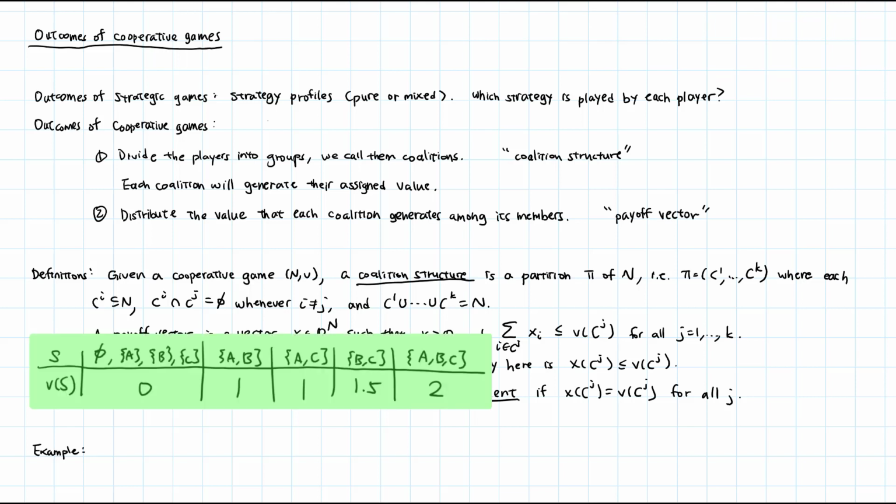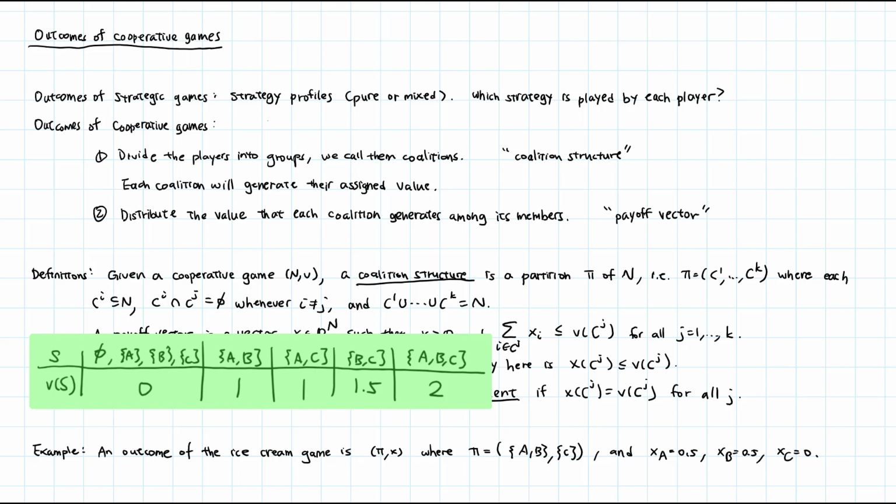For example, an outcome of the ice cream game is (pi, x), where pi consists of two coalitions, {A, B} and {C}, and for the payoff vector x, x_A is 0.5, x_B is 0.5, and x_C is 0. And this outcome is efficient. That is because the value generated by {A, B} is 1, and that is precisely x_A plus x_B. And the value generated by {C} is 0, and that is equal to x_C.